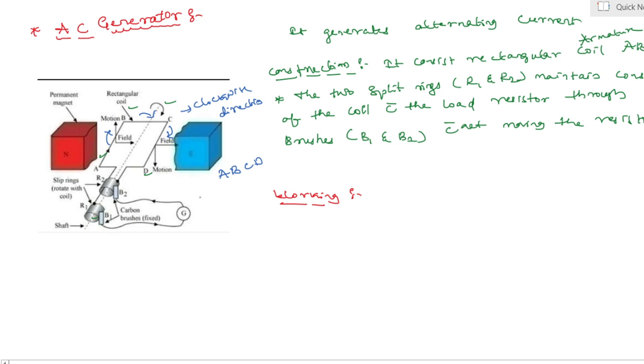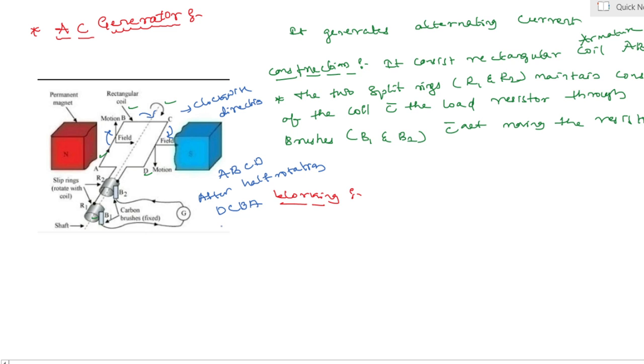After half rotation, arm CD moves up and AB moves down. As a result, the direction of current in each segment changes, giving rise to net induced current in the direction DCBA. Thus, after every half rotation, the polarity of current in the respective arm changes, thereby generating an alternating current.